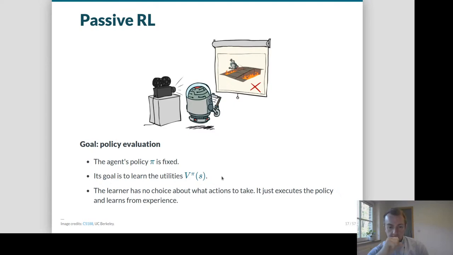Then what is also important to keep in mind in passive reinforcement learning is that the learner has no choice about what actions to take, right? Because the policy is fixed. So what actions you will perform will be informed by that fixed policy. Okay? So the agent will just for now execute the policy and then learn its goodness from experience.